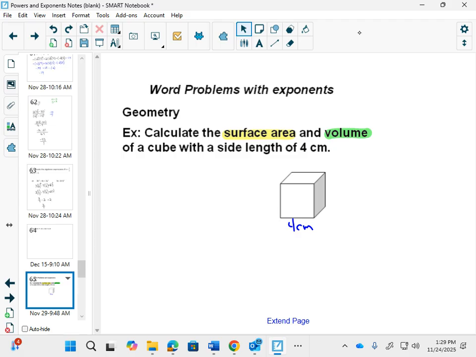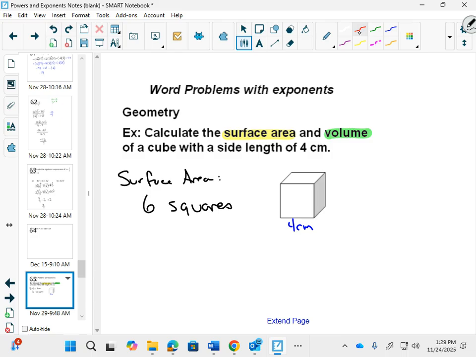If you could open it up, how many squares would there be on a cube? 6. See if you can count them. 1 on the top, 1 on the bottom, and then 4 along the other side. So for the surface area, we can think about 6 squares. 1 on the top, 1 on the bottom, then 1, 2, 3, 4 around the outside.